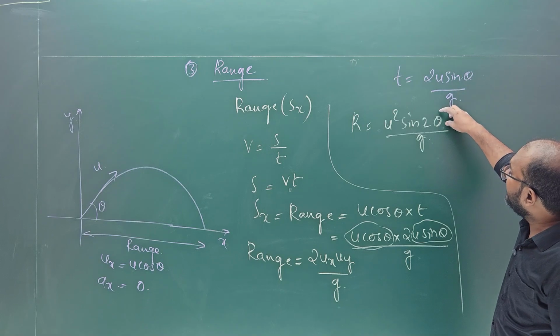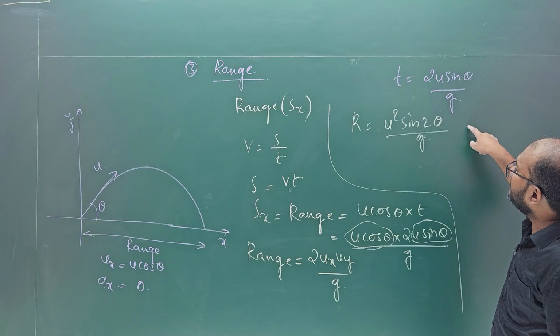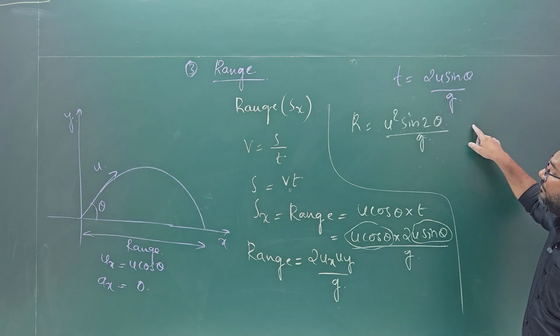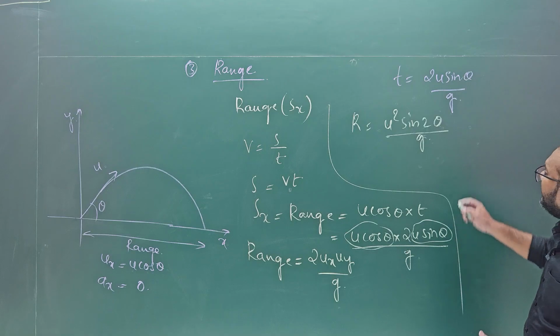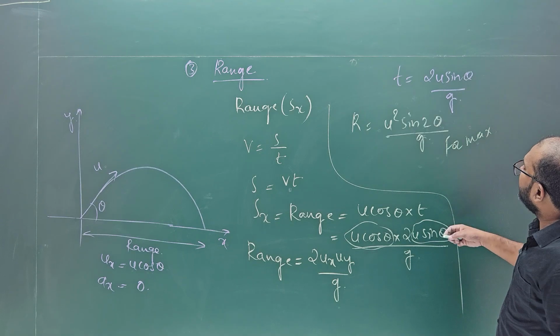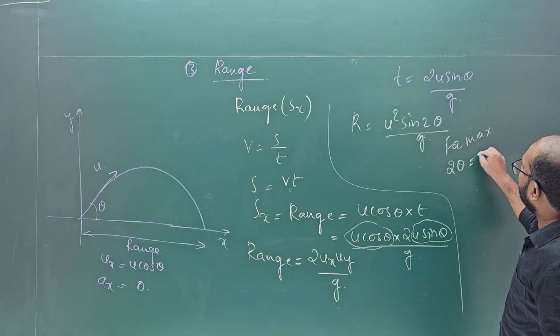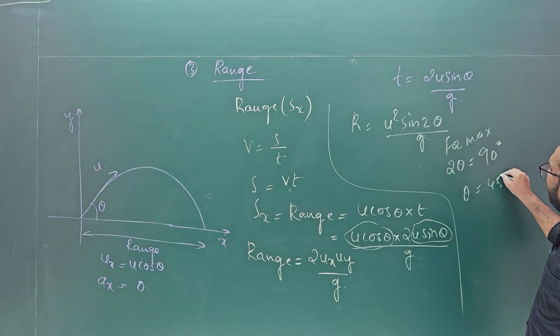Yes or no? If theta is the only thing which is variable, then can I write 2 theta is nothing but some value, and where sine theta becomes maximum? At 90 degree, yes or no? At 90 degree, what is the value? 1. So can I say that for maximum range, can I write 2 theta is nothing but 90 degree, or theta is equals to 45 degree.